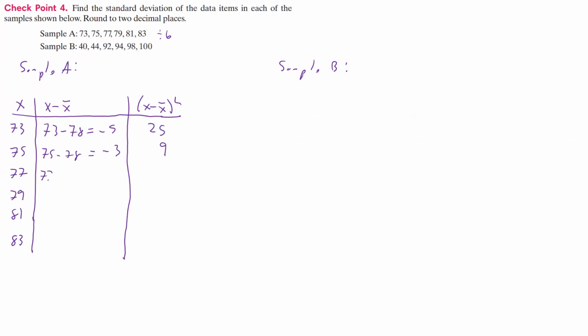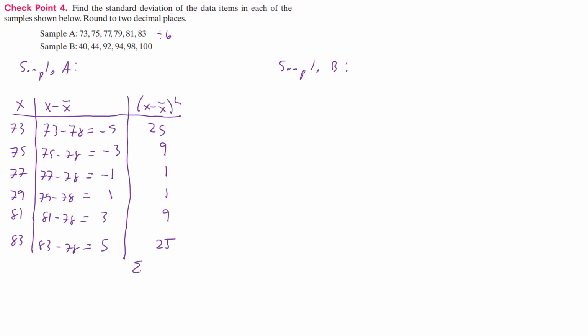Now we have 77 minus 78. That's going to be a -1. -1 squared is 1. Now we have 79 minus 78. Well, that's just a +1. A +1 squared is 1. Now we have 81 minus 78. That's going to be 3. So 3 squared is 9. And we have 83 minus 78. That's going to be a +5. So 5 squared is 25.